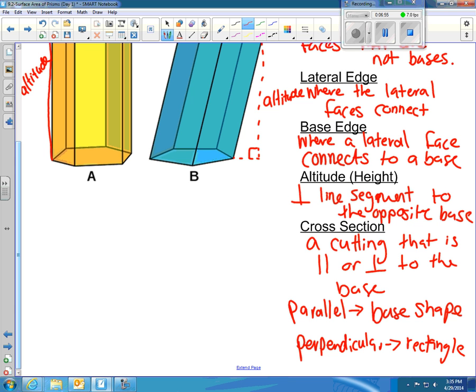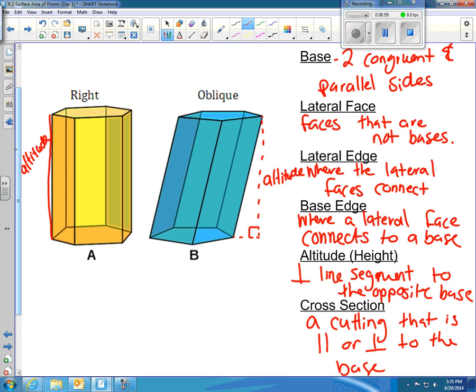So cross section would be if I looked at my figures up here and I cut them this way, that's parallel to my base. So my shape is going to be the same as my base. If I cut one that's perpendicular, that's going to be this way. And then I'm going to have a rectangle. We're going to practice that more in probably a few days when we review for our quiz.